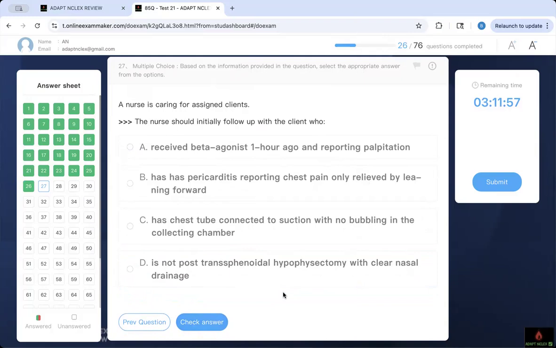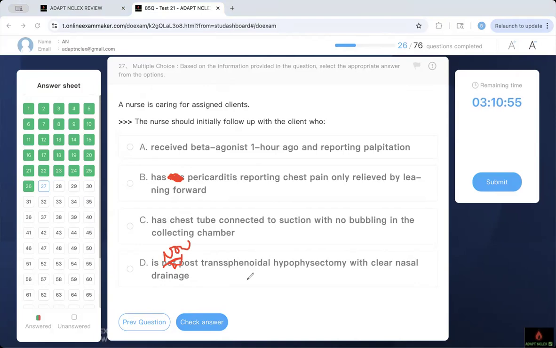And this is caring for assigned clients. Which client will the nurse initially follow up with? A patient who received a beta agonist 1 hour ago, reporting palpitations. A patient with pericarditis, chest pain only relieved by leaning forward. A patient with a chest tube connected to suction with no bubbling in the collecting chamber.